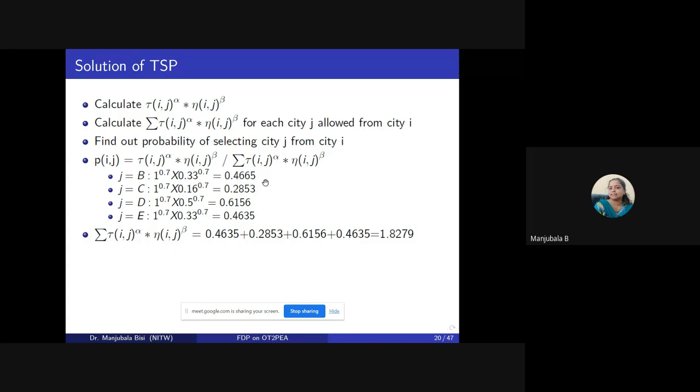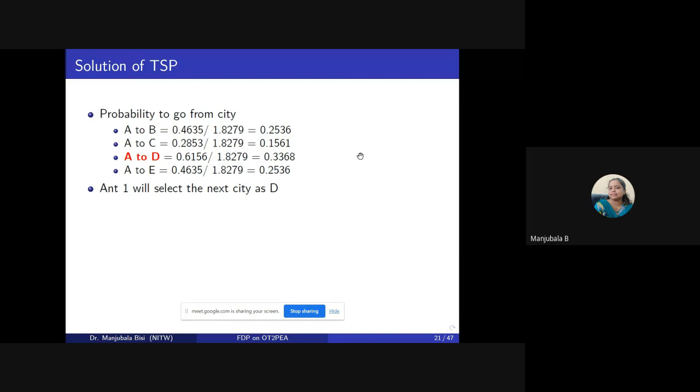0.46 divided by 1.8. Similarly, for the city C, 0.28 divided by 1.82. For the city D, 0.61 divided by 1.82. For the city E, 0.46 divided by 1.82. So the same calculations are there here.